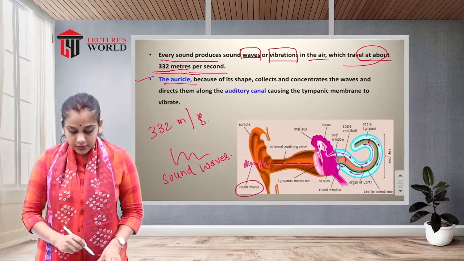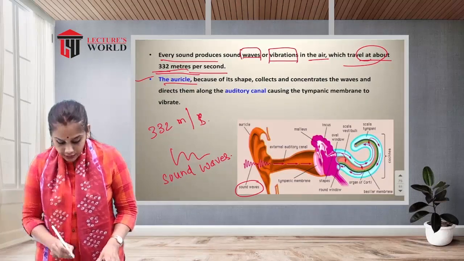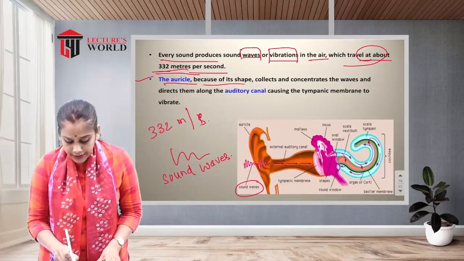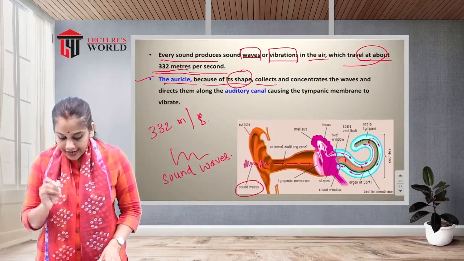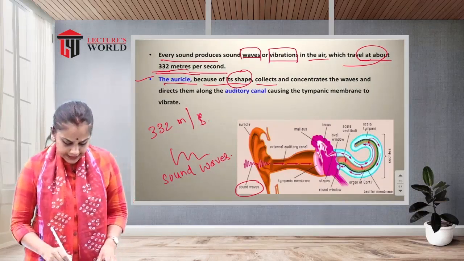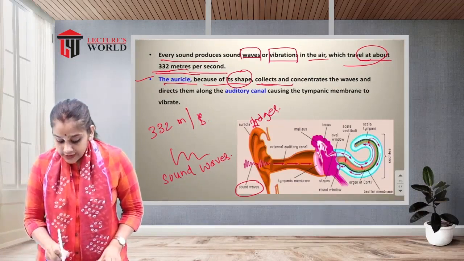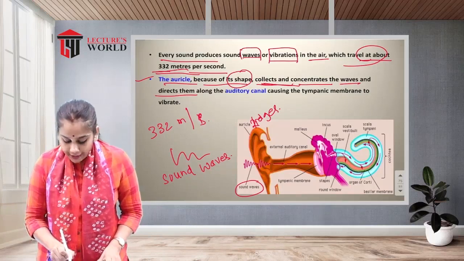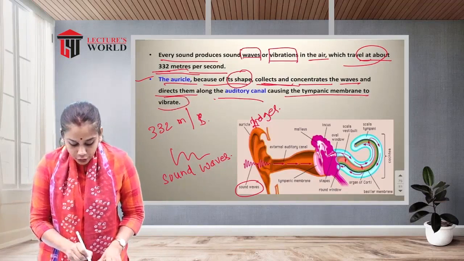The auricle is the first portion of the outer ear. Once sound waves are generated, they go into the auricle. Because of the shape of the auricle, and because of this ridge, it collects and concentrates the waves and directs them along the auditory canal, causing the tympanic membrane to vibrate.